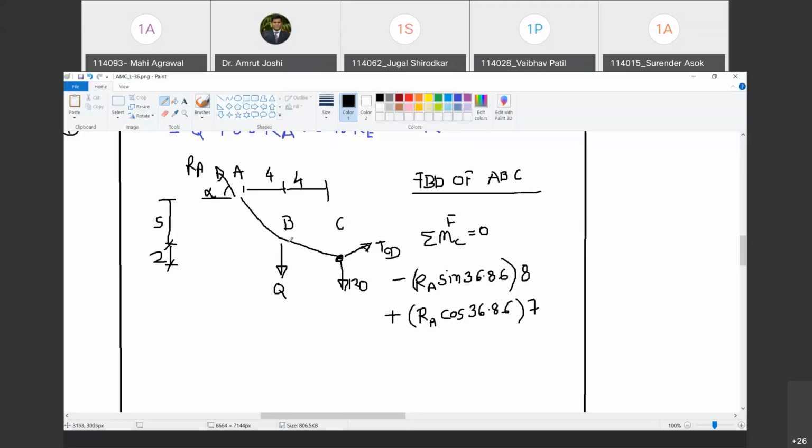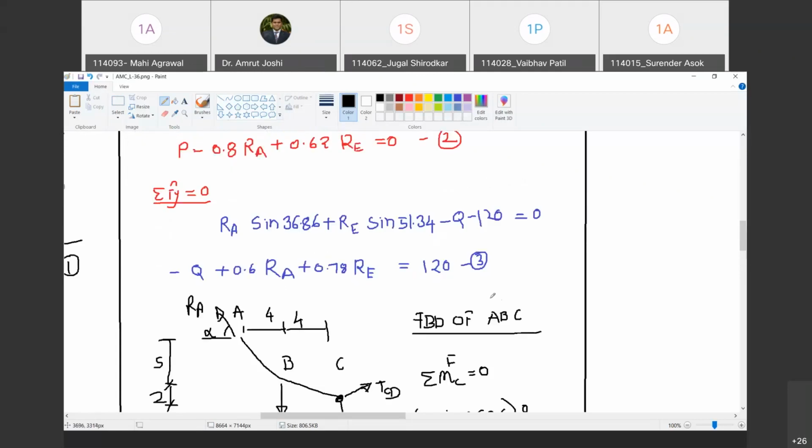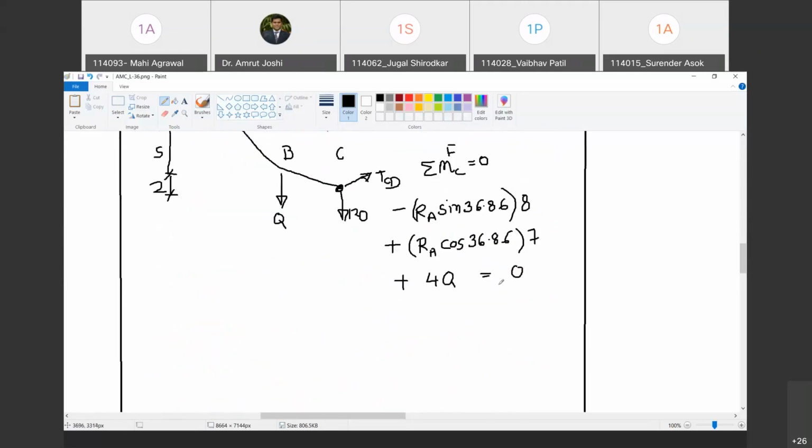Now we have the moment of Q. Q is also producing anticlockwise moment about C. So plus we have 4 times Q. Happy? Yes, sir. This must be equal to 0. This 120 and TCD do not produce any moment about C. So this is the additional equation that we have got, and I'm going to call this equation 4.